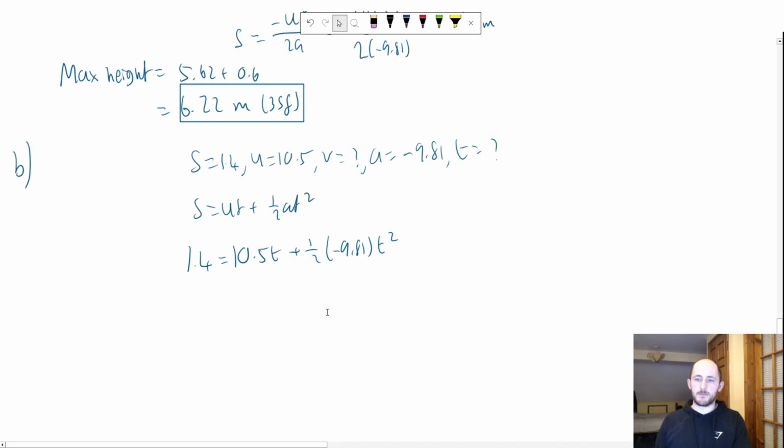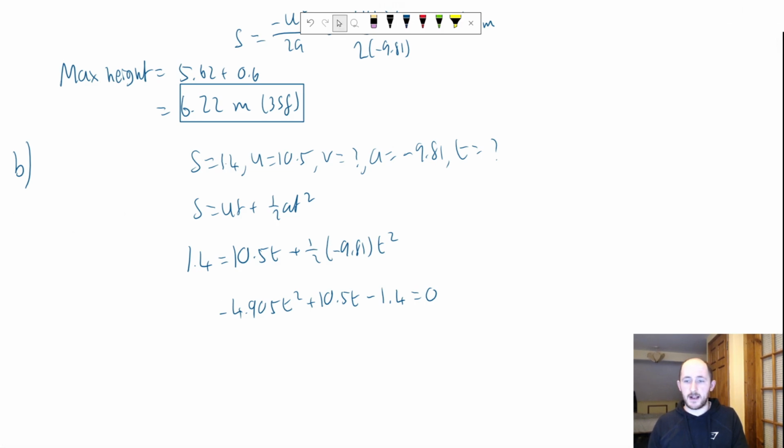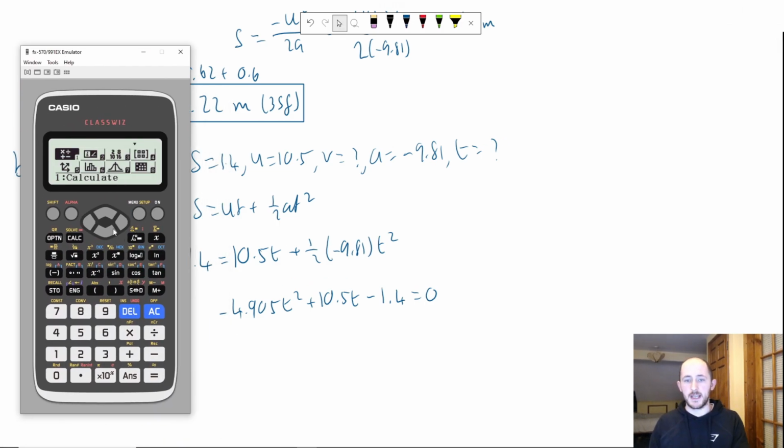And now what I'm going to do is, we can leave it like this, but I'm just going to rearrange it so it looks more like a quadratic. A half of 9.81 is 4.905, by the way. So it's going to be negative 4.905 t squared plus 10.5t, and then moving the 1.4 to the other side, minus 1.4 equals 0. And now we're just going to use our calculator to work out the 2 values. And the difference between these values is actually what's going to be the answer.